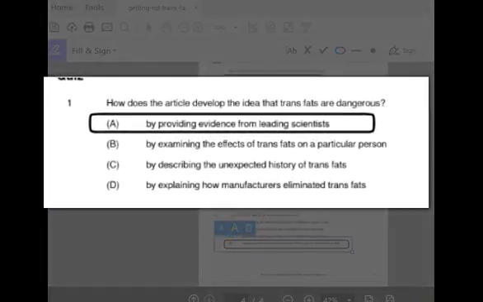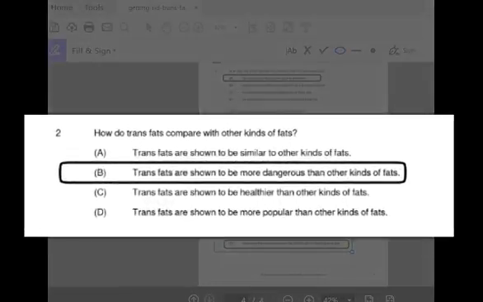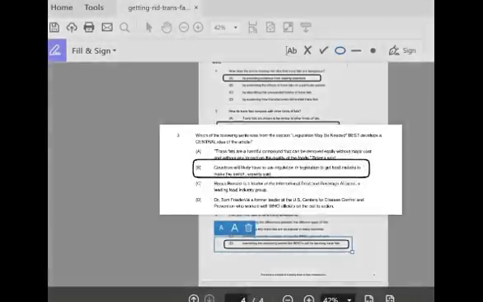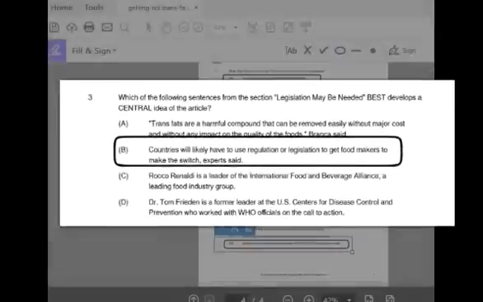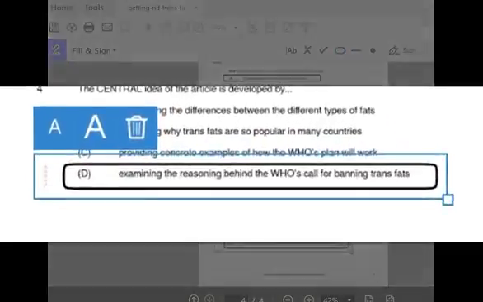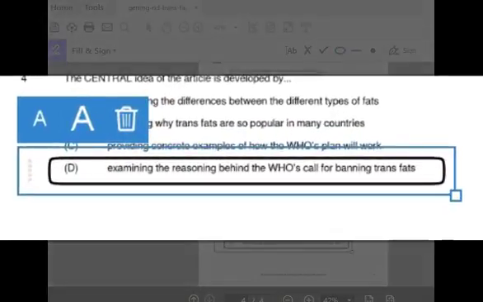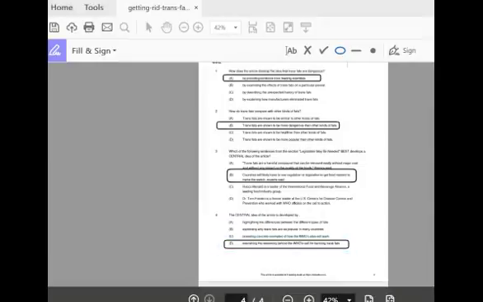For number 1, it's A, by providing evidence from leading scientists. Number 2, trans fats are shown to be more dangerous than other kinds of fats. Number 3 is letter B: countries will likely have to use regulation or legislation to get food makers to make the switch, experts said. And 4 is D: examine the reasonings behind those who call for banning trans fats.